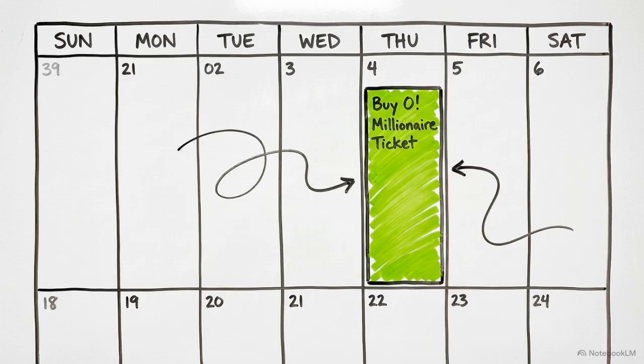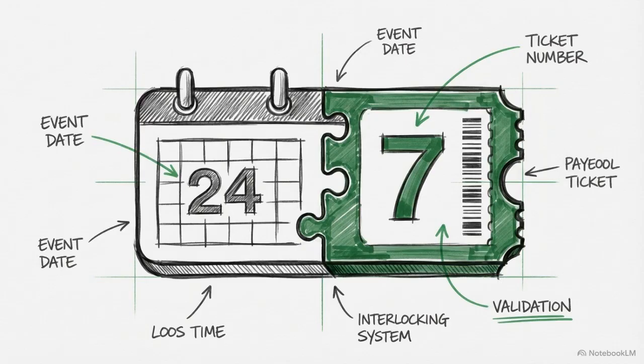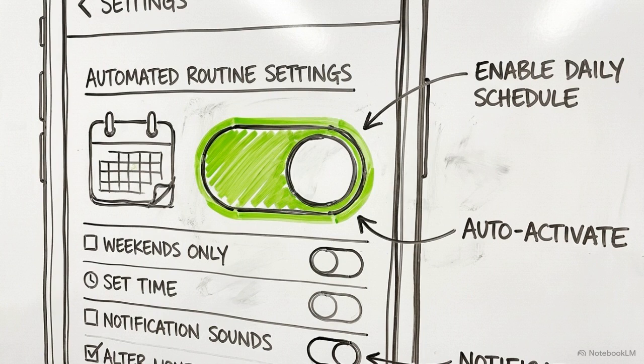Preempt the deadline entirely. Open your phone's calendar right now and set a recurring digital alarm for Thursday morning. You now have a fixed timeline paired with a static numerical combination. Your strategy is fully automated, removing any chance of memory lapses or human error from the equation.